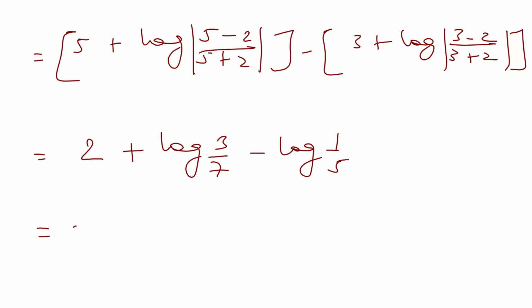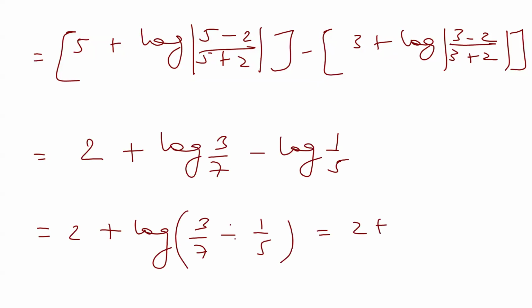log a minus log b is log a divided by b. So 2 plus log 15 by 7. That is the final answer. This is the final answer. 2 plus log 15 by 7.